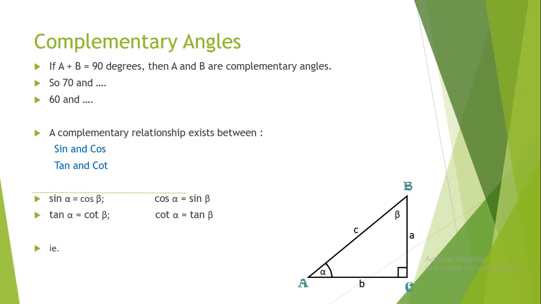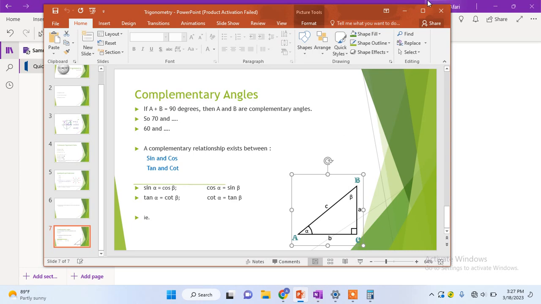In our slides, sine alpha is the same as cos beta. You should also be able to prove on your own that cos alpha is the same as sine beta. And you should also be able to prove that tan alpha is the same as cot beta. So let's try that and see. Tan alpha is the same as cot beta. Let's see something.